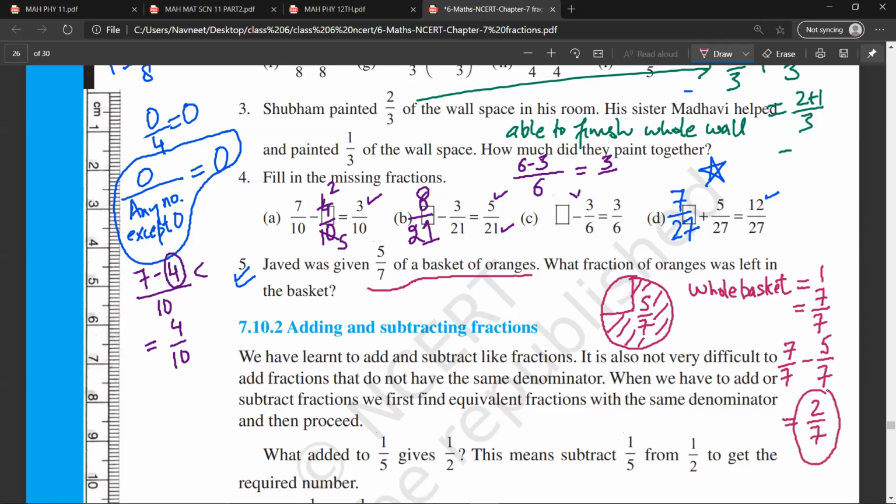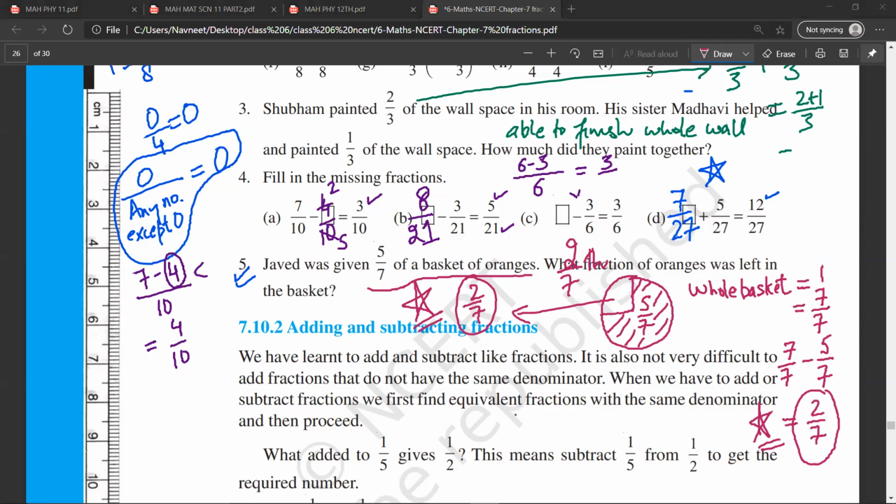Mr. Sarthak, is there a problem? No, sir. So 2/7 of the oranges. So this part is 2/7. Very nice. Is there any problem in adding the fractions, Sarthak? No, sir.